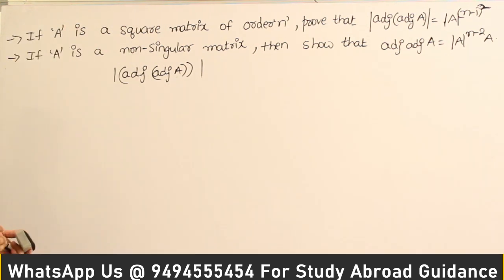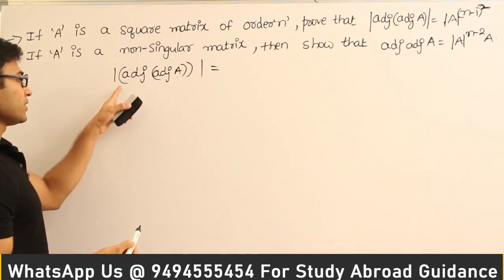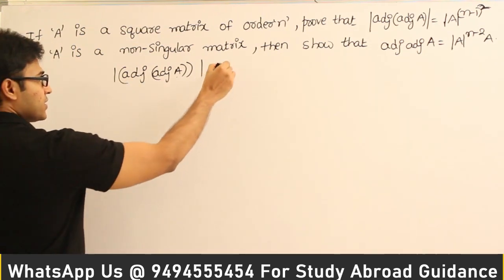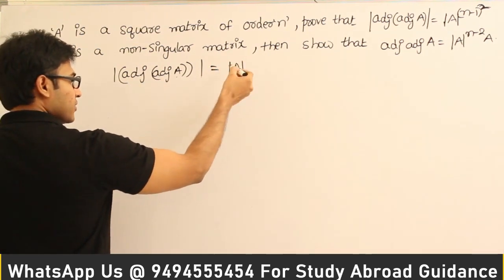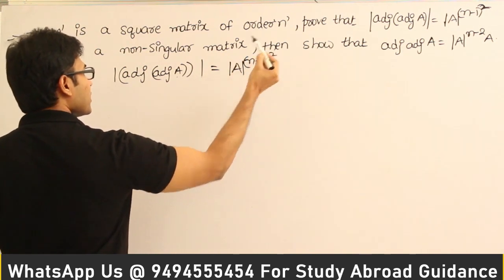Once that is done, they want us to show that the value of that final resulting determinant of the matrix is the original matrix determinant raised to the power of (n minus 1) whole square.